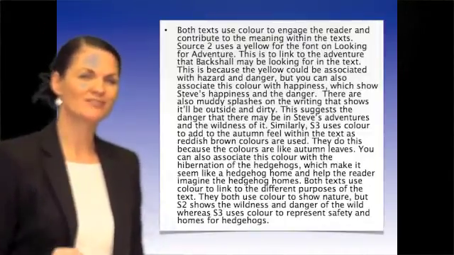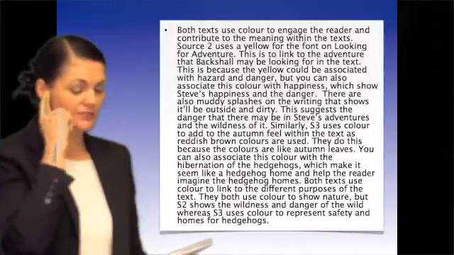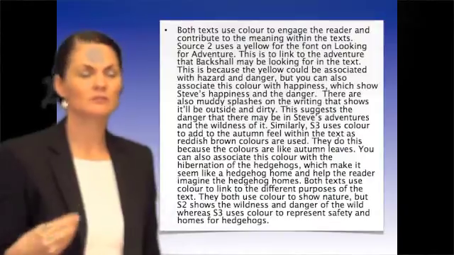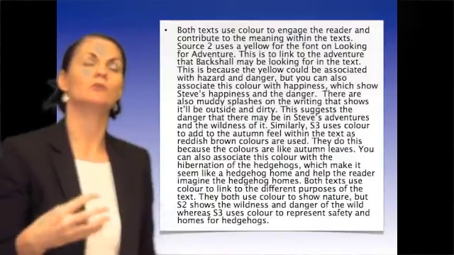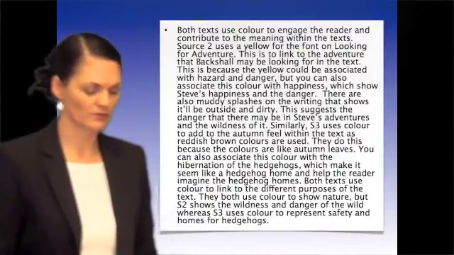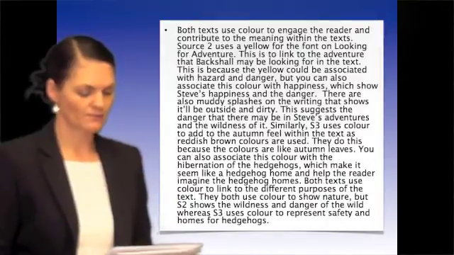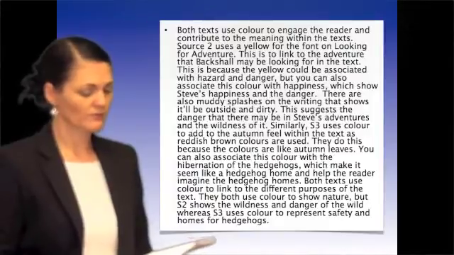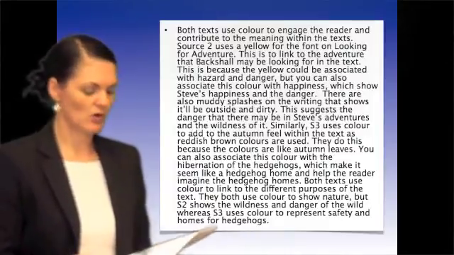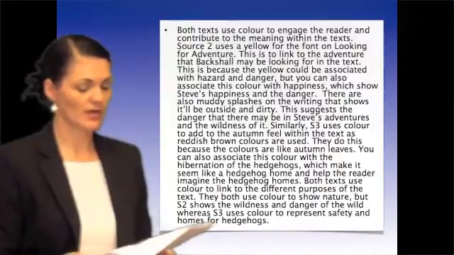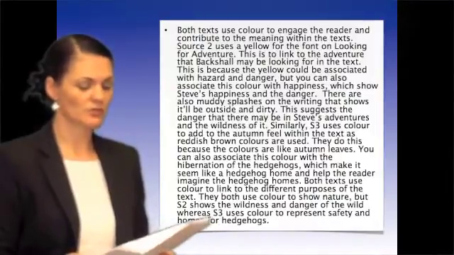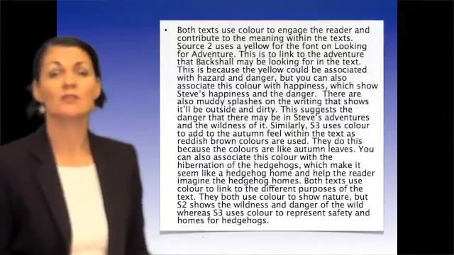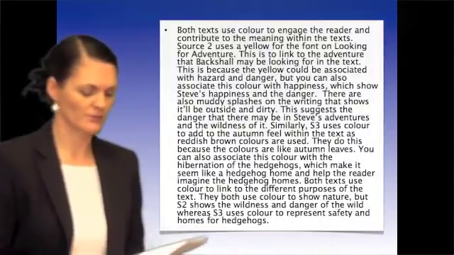So I'm kind of doing two things there. I'm talking about the yellow, but I'm also talking about the font. If you're talking about font, really you want it to back up a point that you're already making. This is to link to the adventures that Steve Bagshaw may be looking for in the text. This is because the yellow could be associated with hazard and danger, but you can also associate this with happiness, which shows Steve's happiness in these dangerous environments.